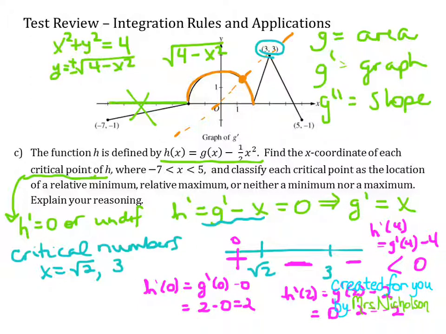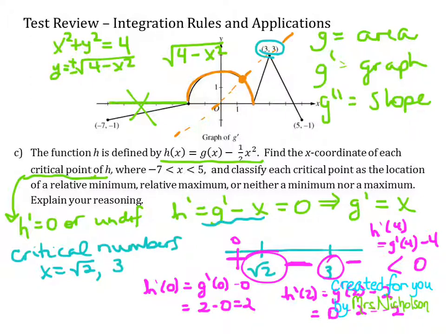It shows us that since we're changing from positive to negative at square root of 2, that would be a maximum. And at 3, there's no sign change. It's negative on both sides of 3. So 3 would be neither.